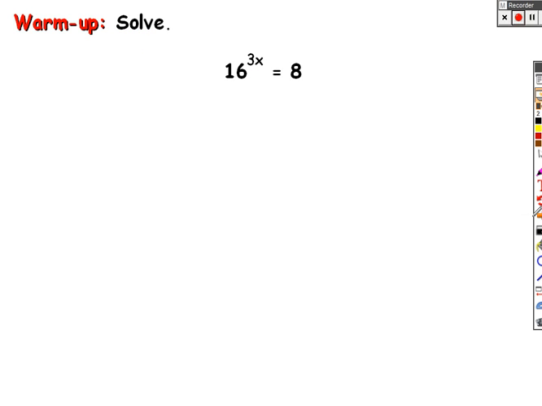So if I look at something like this, earlier on in the chapter we said, well, if x is up in the exponent, I might not really know how to solve this equation. So I could graph the line y equals 8. I could graph the exponential function y equals 16 to the 3x. And then I'd look at where these graphs cross by doing a second calc intersection.